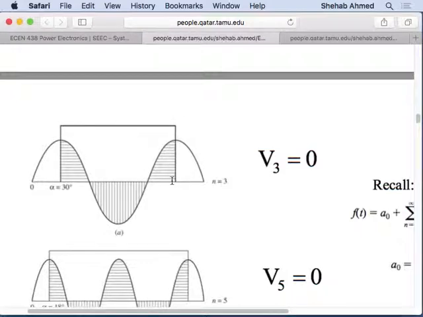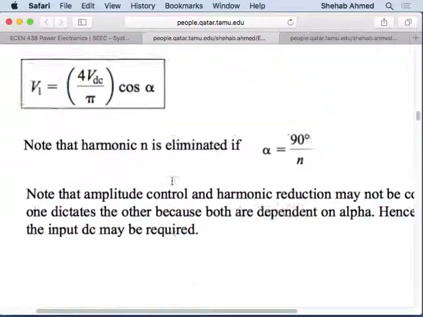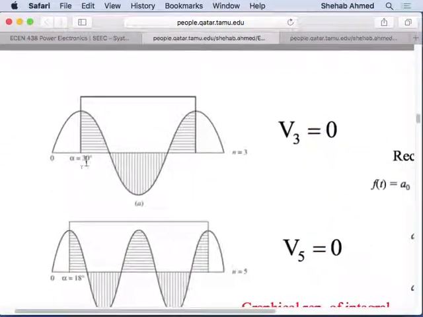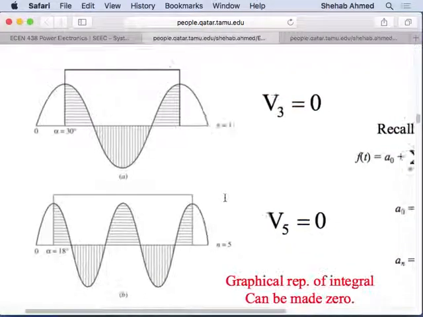I know from my analysis of my one pulse per cycle waveform that if I choose alpha to be 30 degrees, then I will eliminate the third harmonic. I know that from this analysis. So if I choose alpha to be 30 degrees, I will draw a third harmonic sine wave, and I will draw my single pulse per cycle waveform, right? I drew them on top of each other here, right?